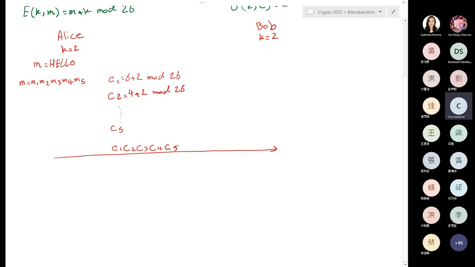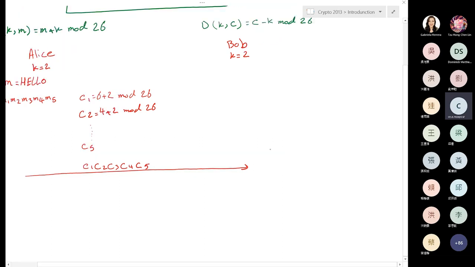And we know that what Bob would do over here is decrypt the message. I'm not going to write them down one by one now. For any Mi, it is going to be Ci minus K mod 26.